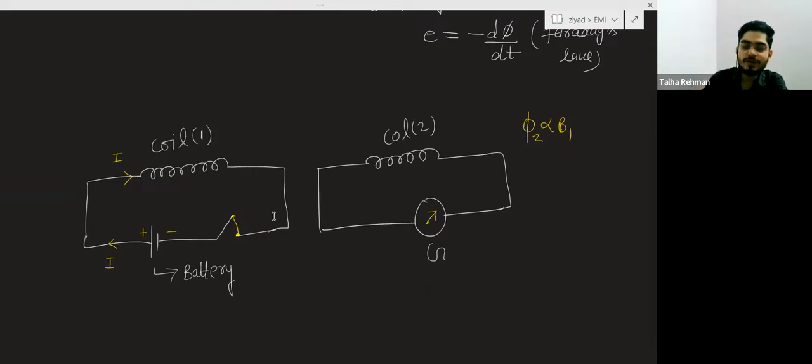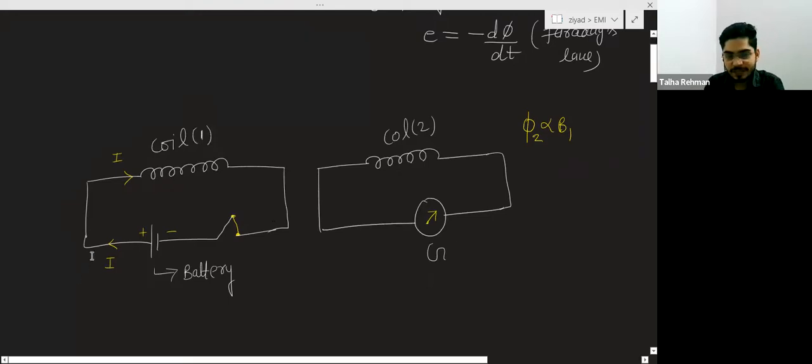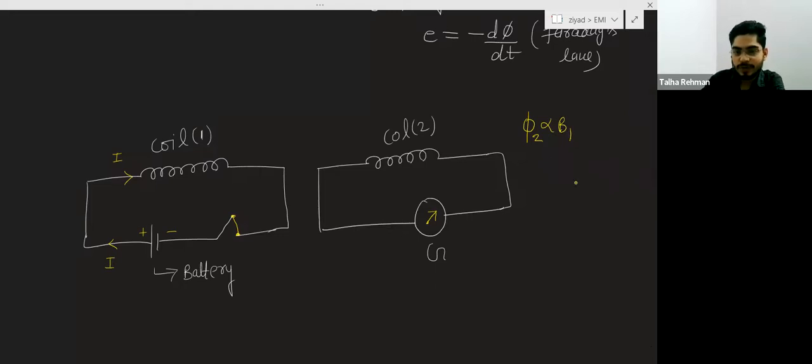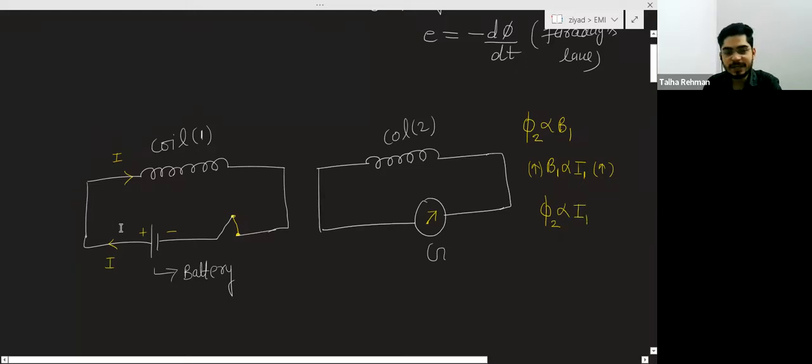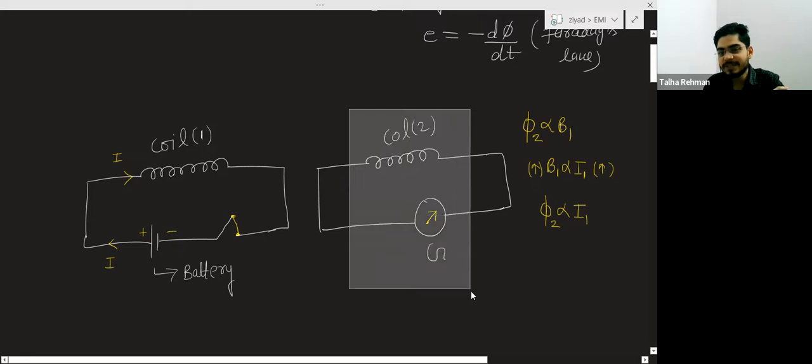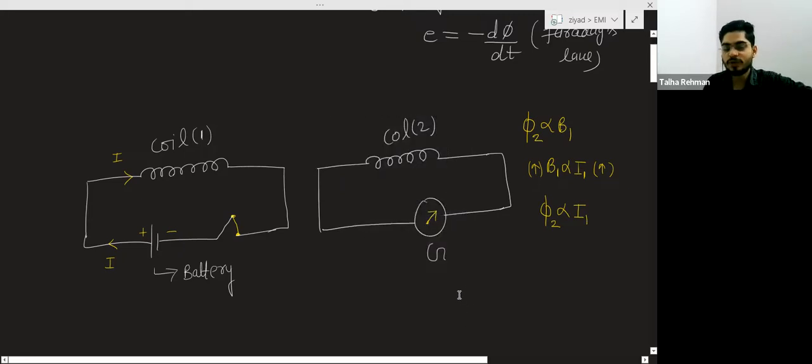So if you increase the current, the magnetic field will increase. The magnetic field of coil 1 is directly proportional to the current in coil 1. If you increase the current in coil number 1, the strength of the magnetic field will increase. So you can say that the magnetic flux in coil number 2 is directly proportional to the current in coil number 1, because when you increase the current in coil 1, the magnetic flux is increasing in coil number 2.